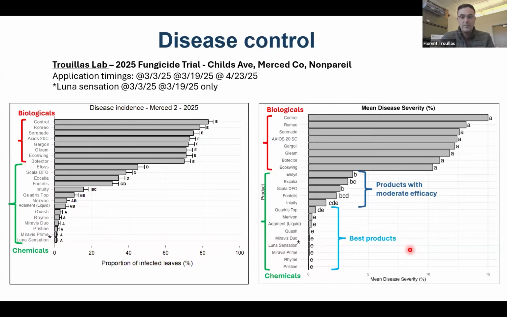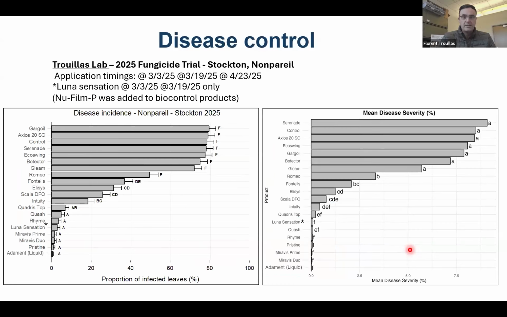So we are equipped with great tools, good tools for disease management, but unfortunately no product yet is coming out of any of the biologicals. So that's something we're going to look into in more detail this upcoming year. This is a different location, also just to see the consistency of this product efficacy. 3 timings also of spray application, just 2 for Luna.